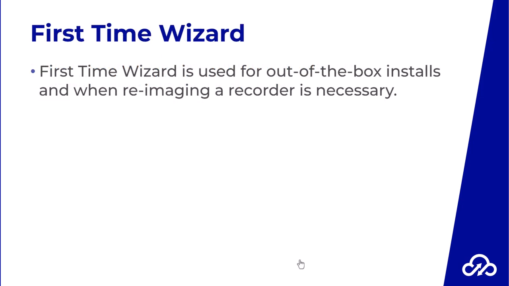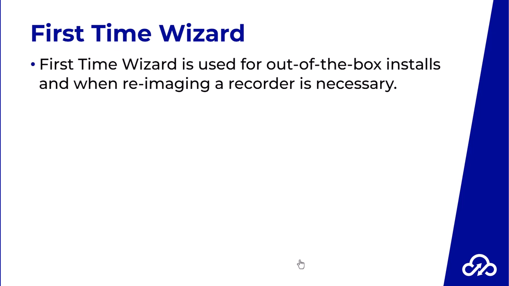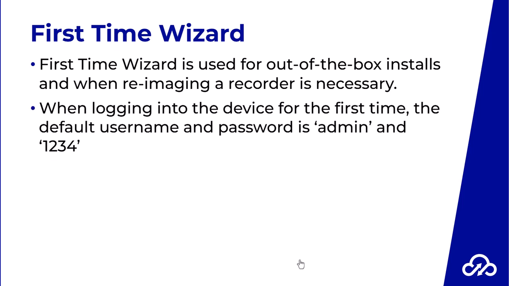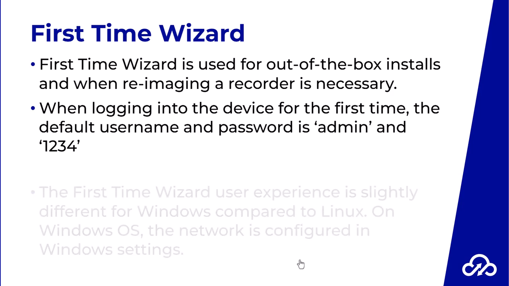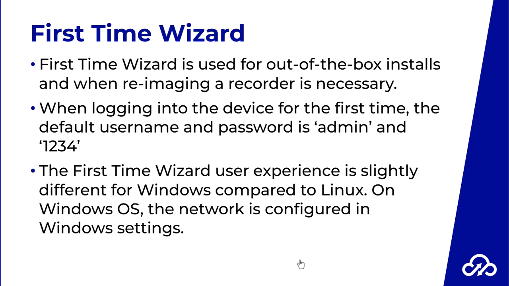Next, we'll be completing the first-time wizard for out-of-the-box recorders. This process is also used when re-imaging a recorder. The first time you log in, you will use the admin and 1234 username and password. We will be showing the Linux setup. If you're using Windows, you may need to use system settings to configure your network.